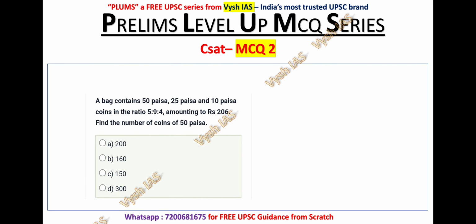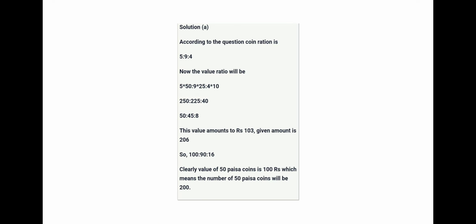Now let's solve MCQ number 2. A bag contains 50 paisa, 25 paisa and 10 paisa coins in the ratio of 5:9:4, amounting to rupees 206. Find the number of coins of 50 paisa. So a bag contains 50 paisa, 25 paisa and 10 paisa coins, and the ratio is 5:9:4.